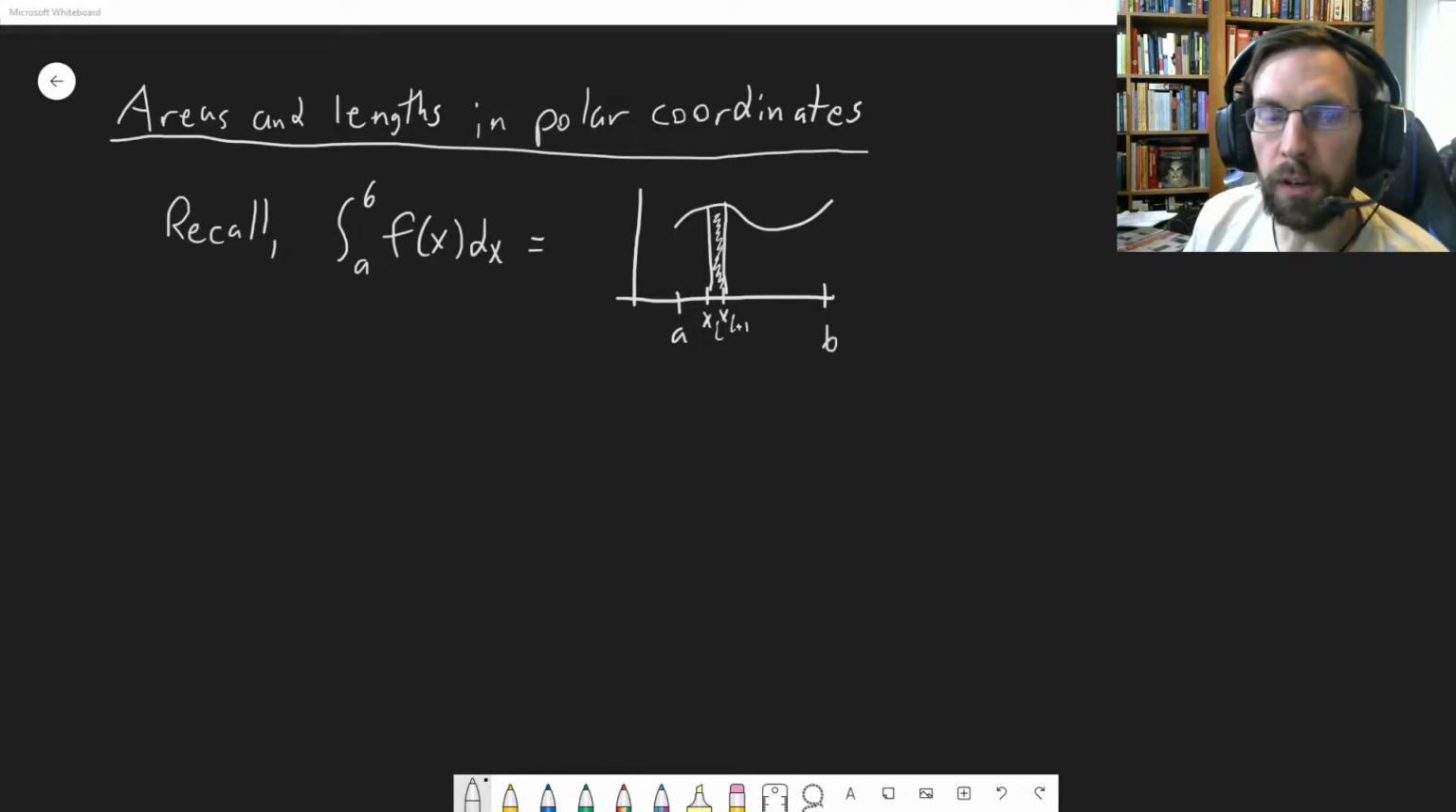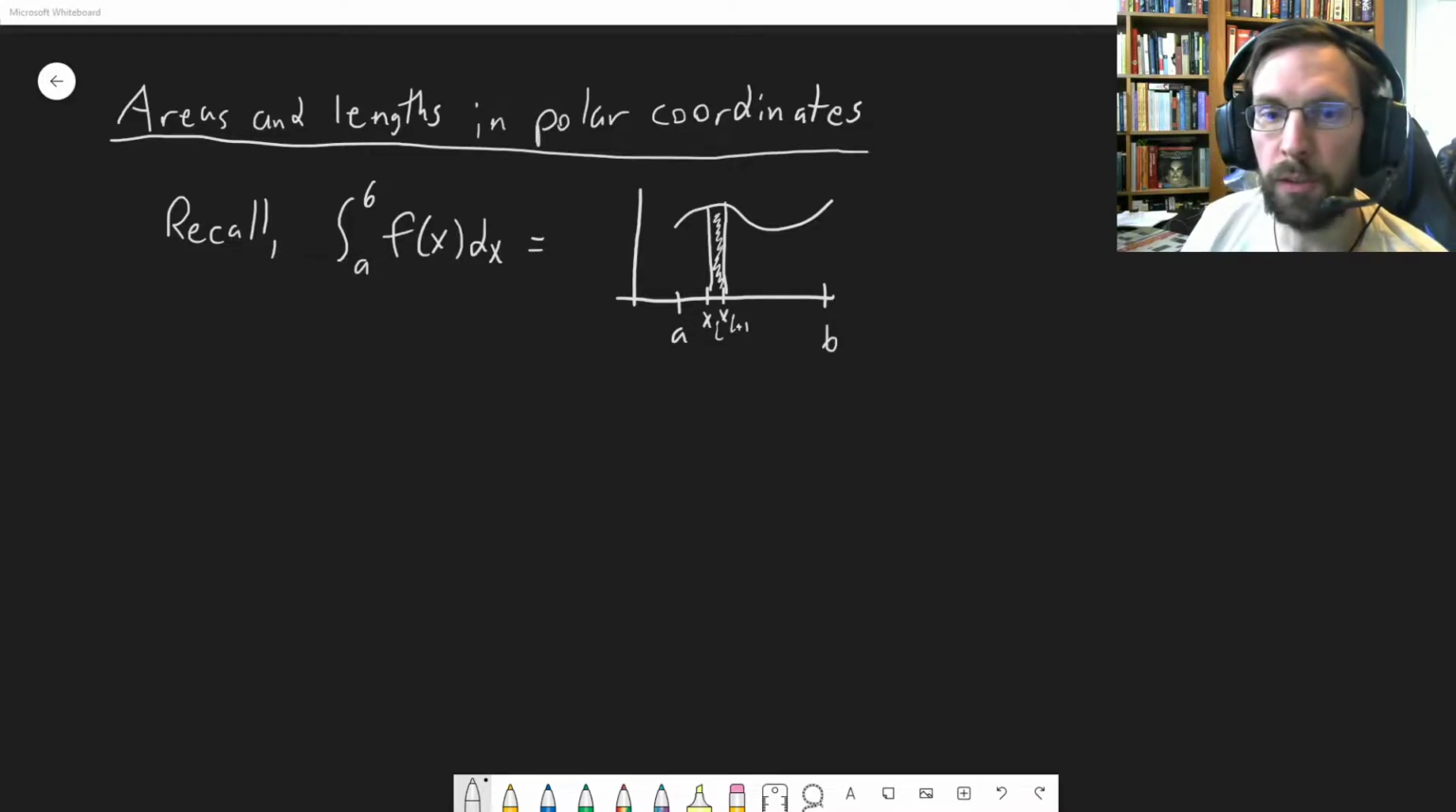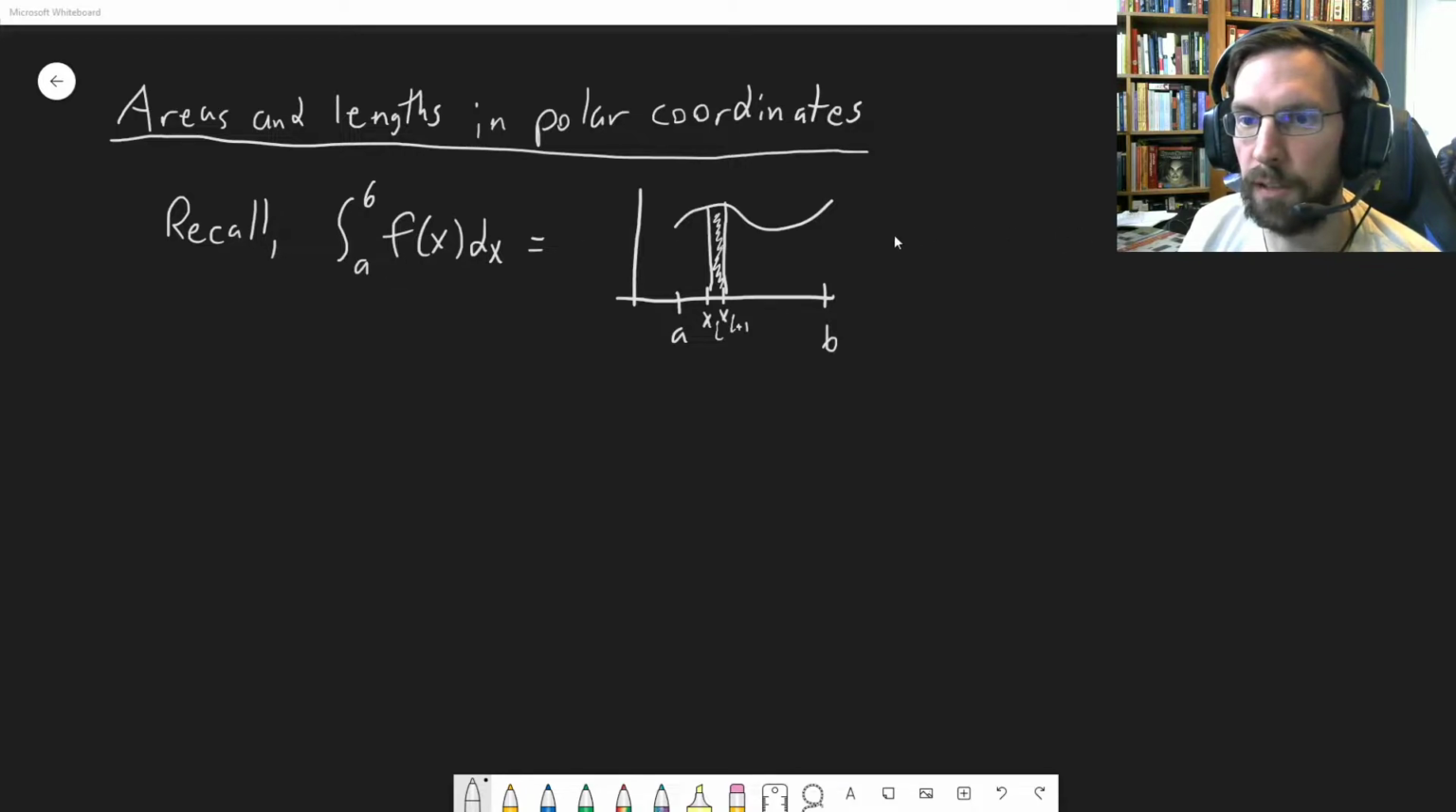Okay, so in this video, we're going to introduce how to find the area enclosed by a polar curve. To begin with, let's recall how we've been computing areas underneath curves in Cartesian coordinates. We would write this as the definite integral from a to b of f of x dx, and here's our curve, y equals f of x.